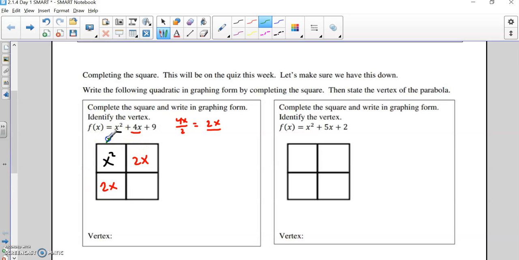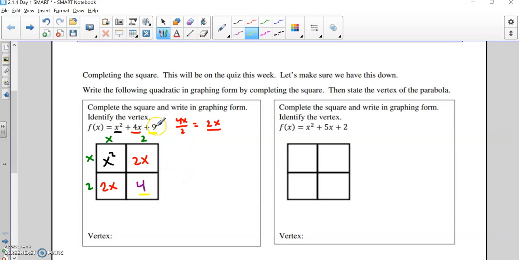Once you've done that, we can start filling out the outside of the box. We know that these spots are going to be taken by x and x, because x times x is x squared. And then x times what equals 2x? Well, that would be 2. So that would go here and here, because this is also 2x. Once you've done that, you can fill in this fourth box, which is just 2 times 2. That'll give us 4.